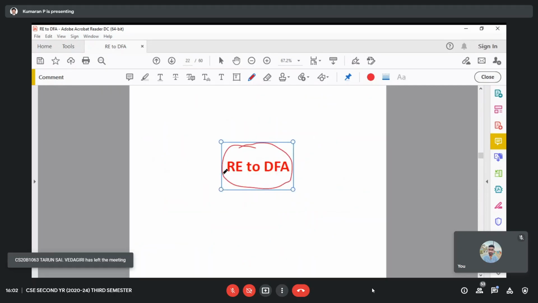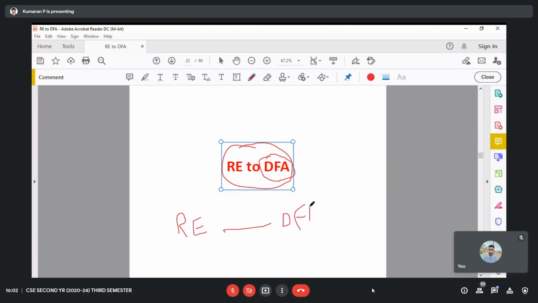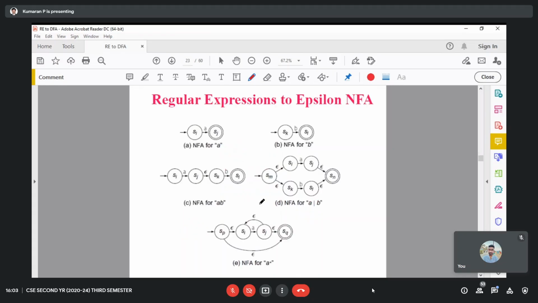So now, as of now, I have discussed what is meant by regular expression. Now I have a discussion on regular expression to deterministic finite automata conversion. This is what I already told you, that is my purpose. For a given regular expression, I need a DFA only. So how can I construct it? That is the question.